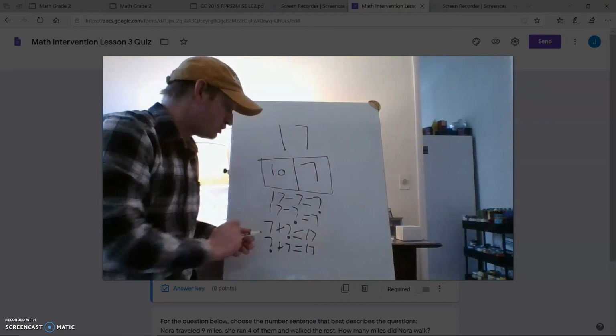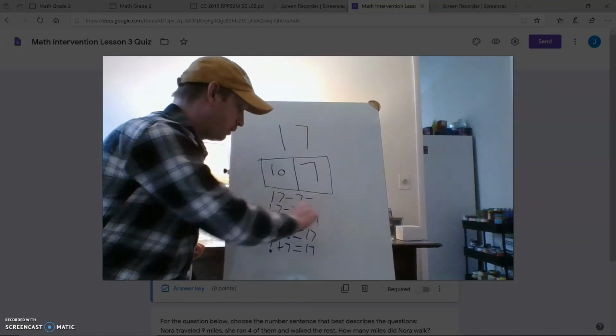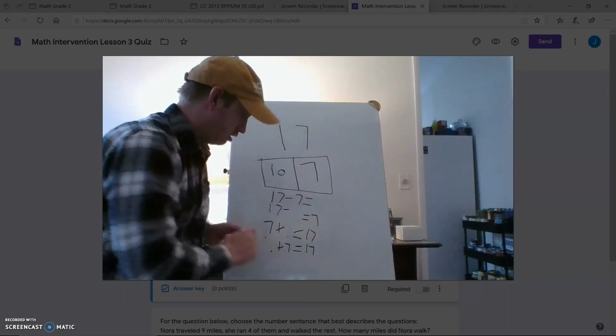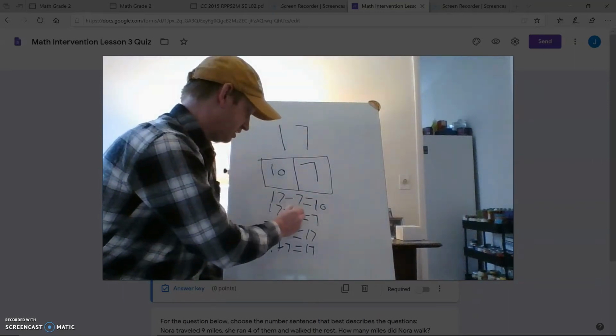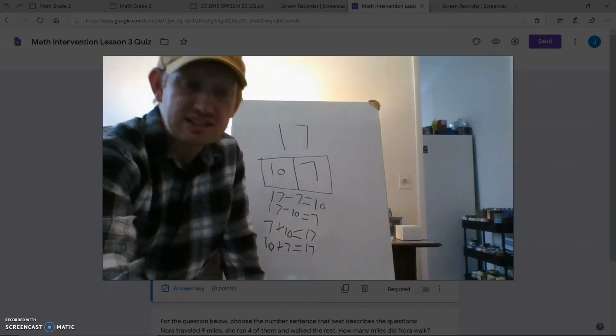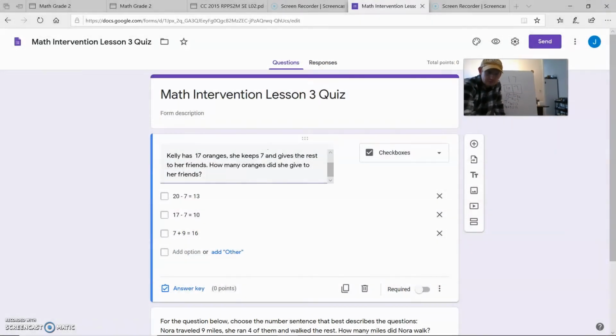I'm just going to go ahead and replace all of my question marks with 10. We put a 10 here, here, here, and here. And now we see what the answer is. So we have 20 minus 7 is 13. That's not one of these answers, so we know it's not correct. We have 17 minus 7 is 10. Oh, look at that. 17 minus 7 is 10. So we know that that is going to be the correct answer.